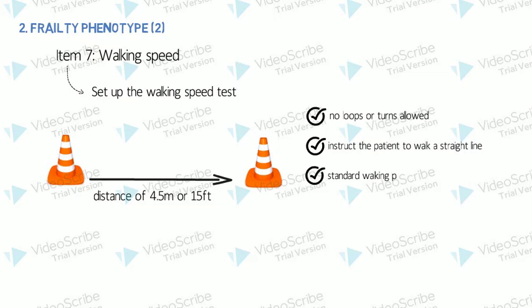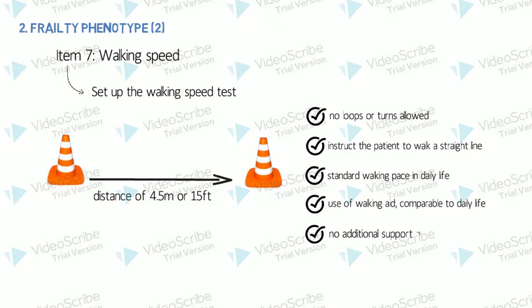The standard walking speed or pace should be kept in mind. So instruct the patient to walk at the same pace or speed at which he usually walks during daily life. If a patient makes use of walking aids in daily life, the patient can use these aids during the walking speed test. However, do not give additional support.